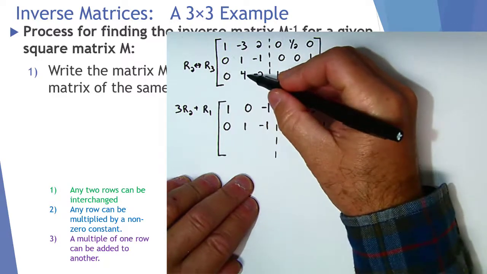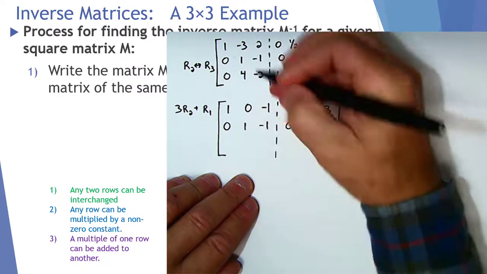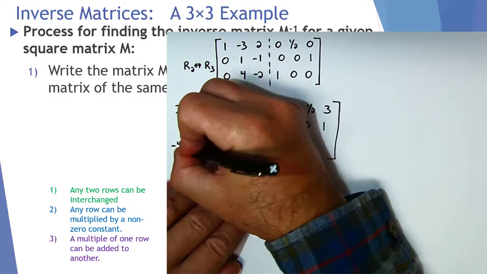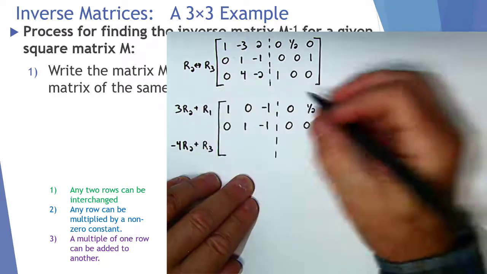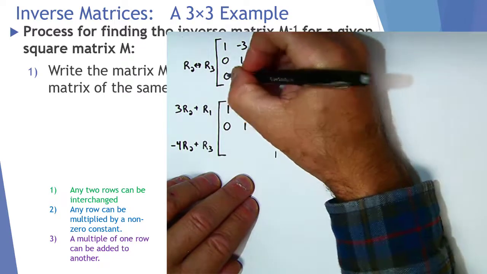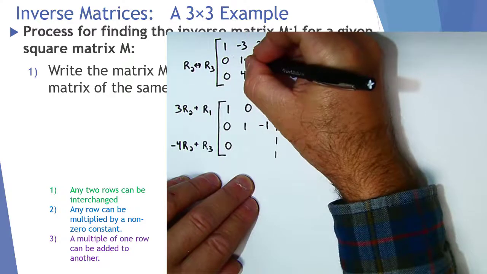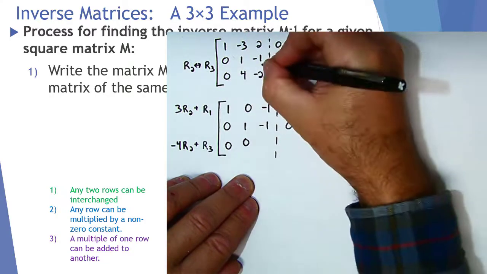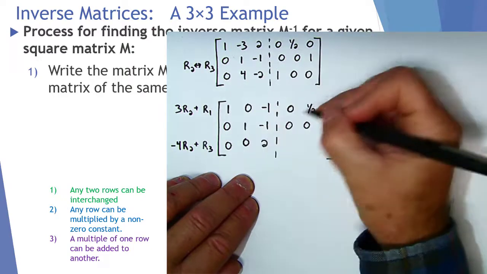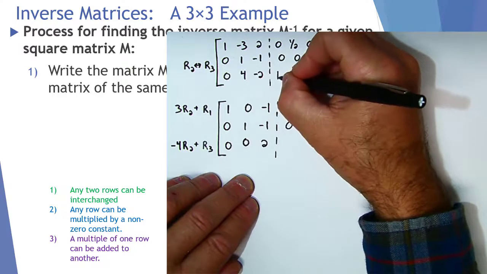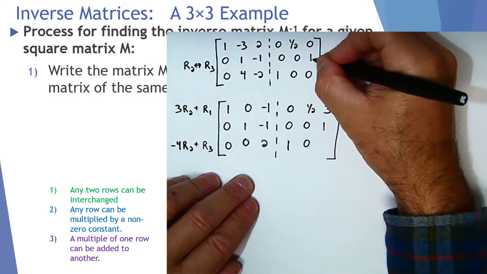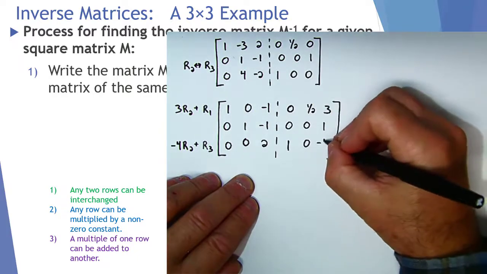Now, let's continue on. Let's do the same basic idea to get a 0 down below. Let's take -4 times row 2 and add it to row 3. So -4 times row 2 plus row 3 will set us up here. So -4 times 0 plus 0 is 0. -4 times 1 is -4, plus 4 is 0. -4 times -1 is 4, minus 2 is 2. -4 times 0 is 0, plus 1 is 1. -4 times 0 plus 0 is 0. -4 times 1 is -4, plus 0 is -4.